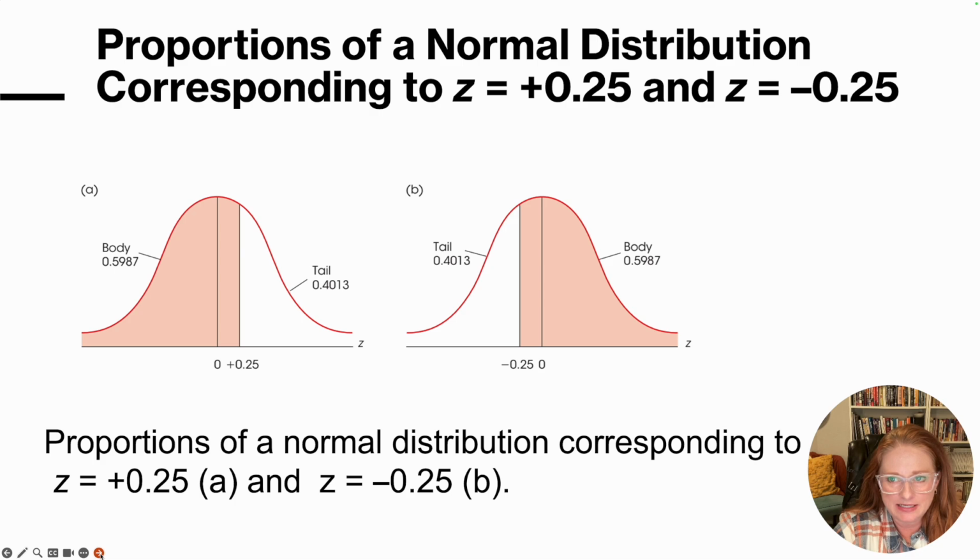The same exact z, just on the negative side now, negative 0.25. See how it kind of flips it? So now the tail, 0.4013, is on the opposite side. So the big takeaway with this one is watch the median.